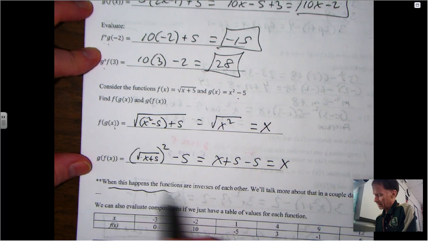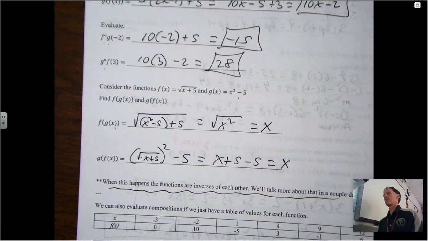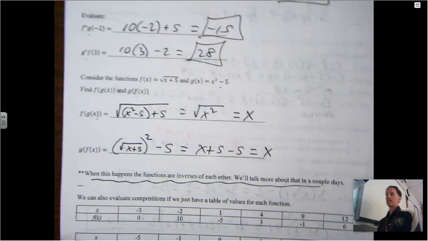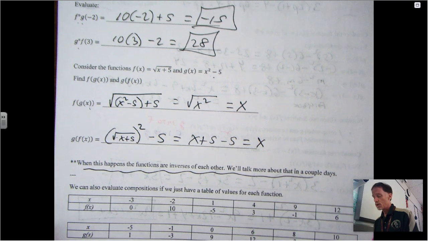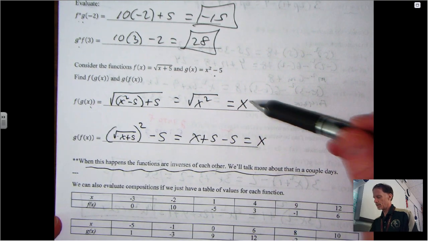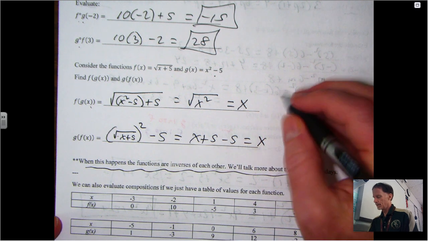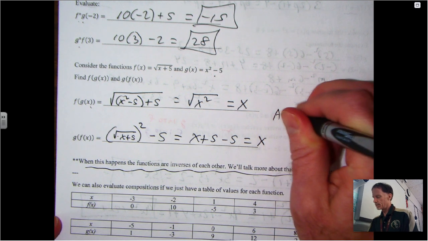Now, something interesting, we'll talk more about this in a couple of days when we do inverses, but this is actually the definition. This is how you show two functions are inverses of each other. Whenever this happens, if the two compositions are equal, then the functions are inverses.